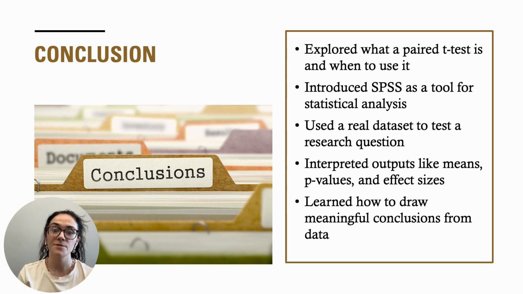We applied these concepts to a real-world dataset, testing a research question about weight loss after following the Stillman diet. Along the way, we learned how to run a paired t-test in SPSS and how to interpret the key outputs, focusing on mean differences, p-values, correlations, and effect sizes. And finally, we saw how to move beyond just the numbers, learning how to draw clear, meaningful conclusions that are supported by evidence and not just assumptions.